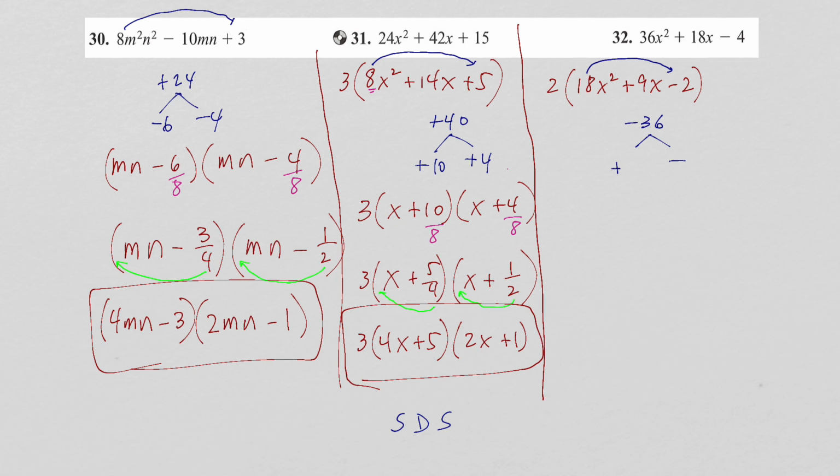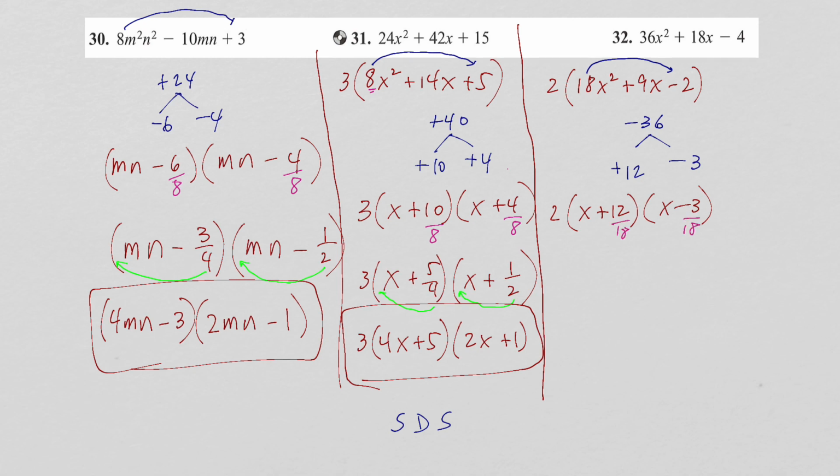So let's say 12 times 3. Positive 12 and negative 3, those multiply to negative 36, and they add up to positive 9. So far I have that 2 that's sitting out there, and I have x plus 12 and x minus 3. That's the slide part. Now the divide. I'm going to divide by what I slid over, which was, in this case, the 18.